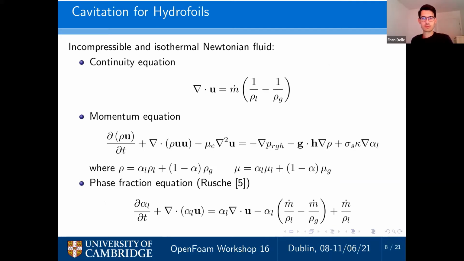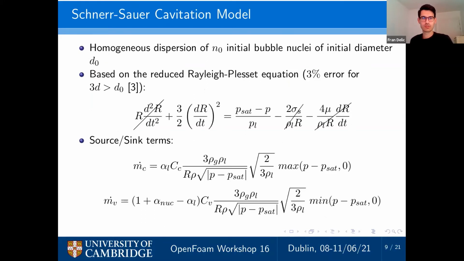Here we have two terms of interest. First one is the gradient of pressure in the momentum equation, which is derived in this way. And the next one is the mass source term in the continuity and phase fraction equations, for which we need a cavitation model, in this case, a Schneider-Sauer cavitation model.